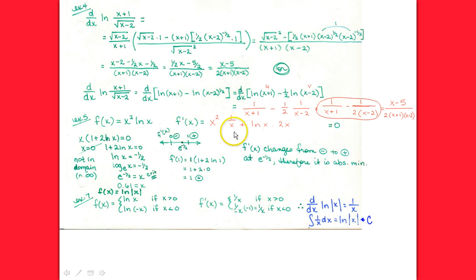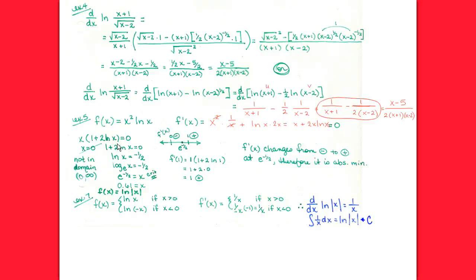2x. So simplify that a little bit. One of these x's would cancel right here. So that would leave me with just x plus 2x times ln x. So x plus 2x times ln x is my derivative. That's what I want to set equal to 0 to find critical numbers. All right, notice that I have an x in this first term and I have an x in this second term. So I can take out a common factor of x. So I'll come down here and I'll take out my common factor of x, and that'll leave me with 1 plus 2 ln x. And I'm going to set that equal to 0.